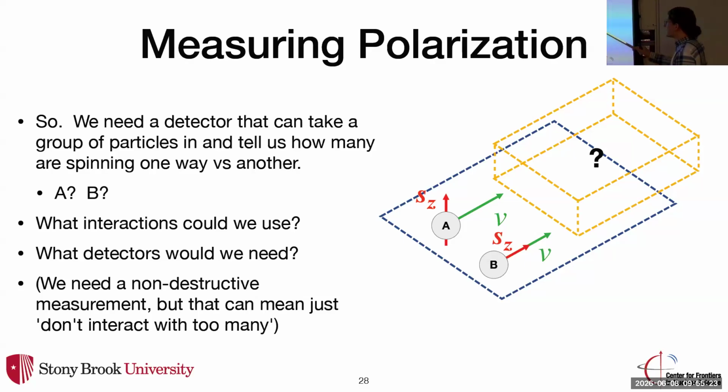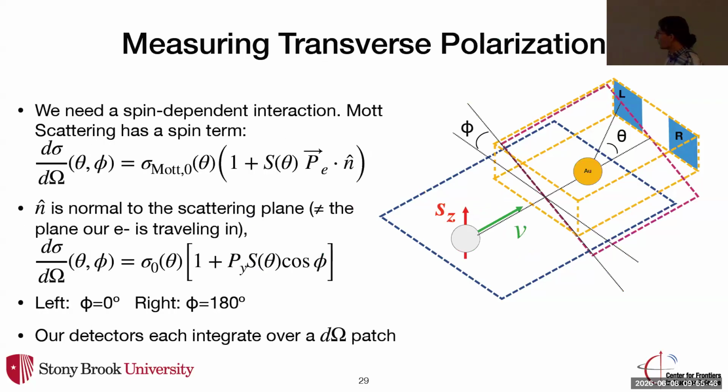We could, in principle, stop this beam in a thick target, but because we want to be non-destructive, we won't do that. However, we cannot measure the polarization without at least affecting the particles in the beam that we interact with. So non-destructive doesn't mean you can't touch them at all. It just means don't take too many of them at once. Okay. Right, let's talk about A. Good answer. We need a spin-dependent term, and I'm going to go with Mott scattering.